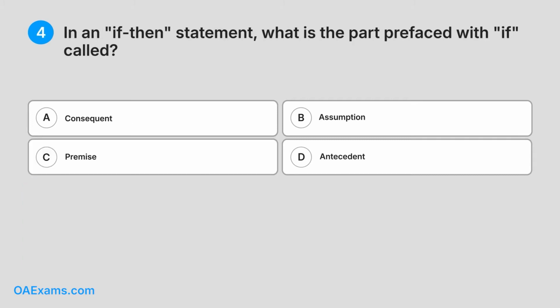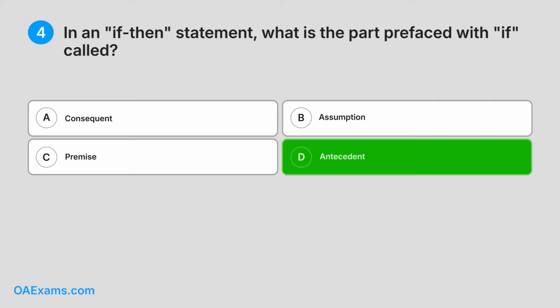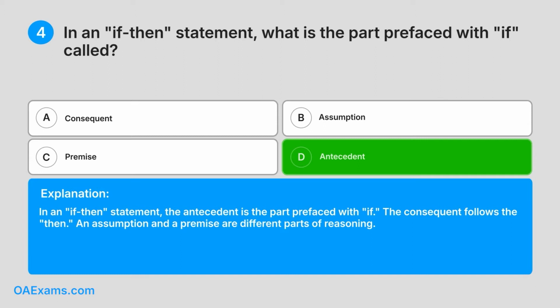4. In an if-then statement, what is the part prefaced with if called? A. Consequent. B. Assumption. C. Premise. D. Antecedent. What do you think is the answer? Correct answer. D. Antecedent. Explanation. In an if-then statement, the antecedent is the part prefaced with if. The consequent follows the then. An assumption and a premise are different parts of reasoning.